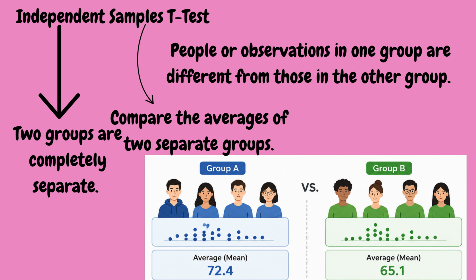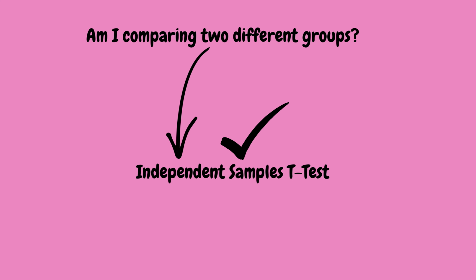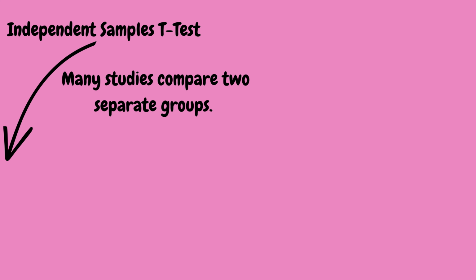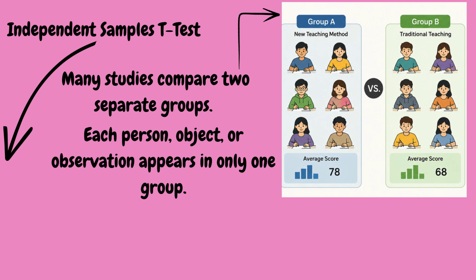Before choosing this test, ask yourself: am I comparing two different groups? If the answer is yes, then an independent samples t-test is usually the right choice. This is one of the most commonly used t-tests in research because many studies compare two separate groups. The main idea is that each person, object, or observation appears in only one group. Once a participant is placed in one group, they cannot also belong to the other group.